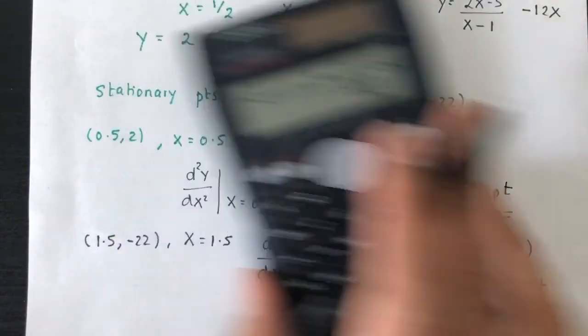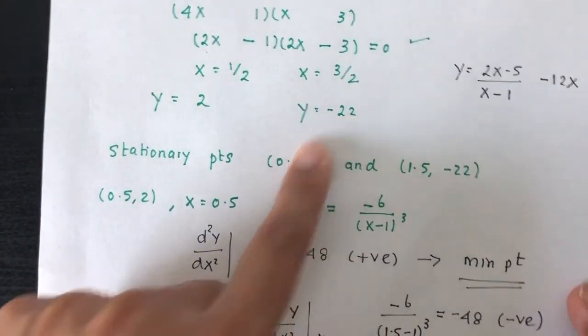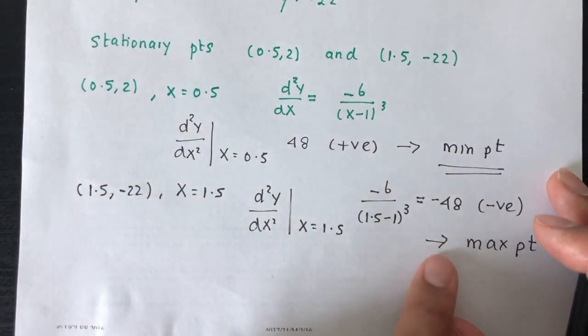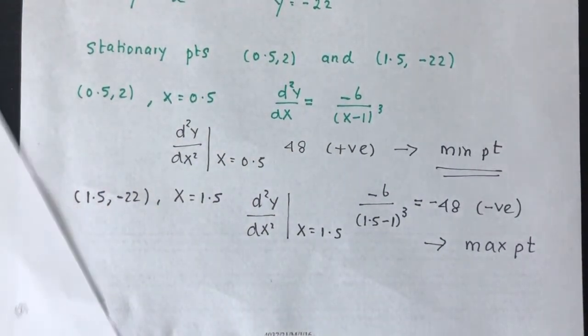So here you go. This is how you find your points, by doing dy by dx equal to 0. And then once you have your x, you have to find your corresponding values of y. And once you do that, you have to find the nature by using d2y by dx2. You have the minimum point and a maximum point for these two. So that will be your last question of this paper.